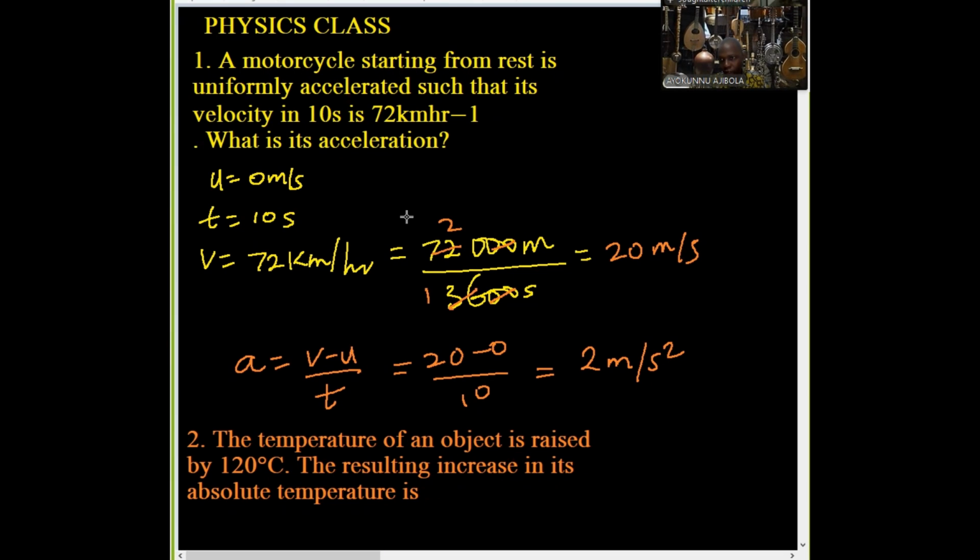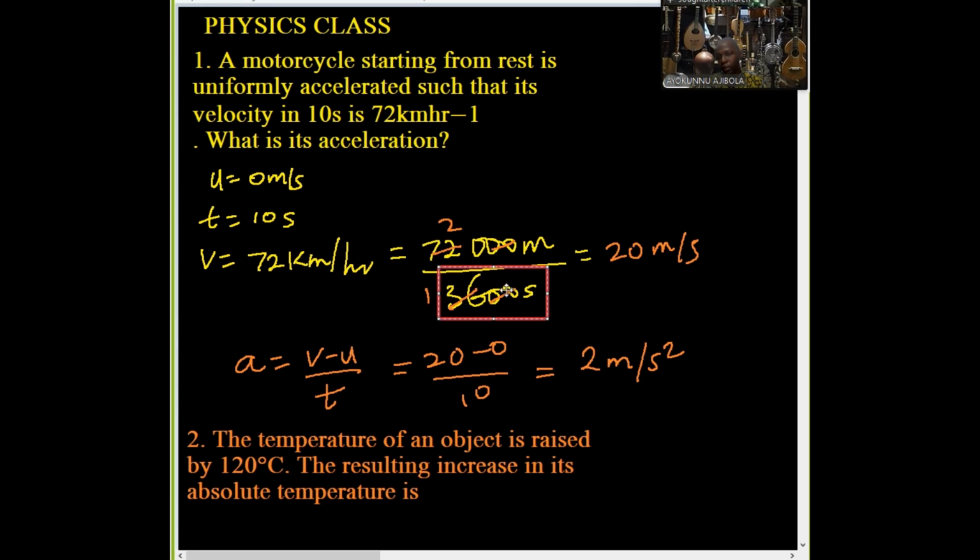Please focus, because the essence of re-explaining is so that you understand how we arrive at our answers. So 72 kilometer per hour cannot be used simply because we have seconds. Had it been the time given is in hour, then we can use our 72 kilometer per hour. But now we have to change it to meter per second. So 72 kilometers to meters will be times 1,000, and that is 72,000. 1 hour is 60 minutes, and 60 minutes will be multiplied by another 60 to give us seconds.